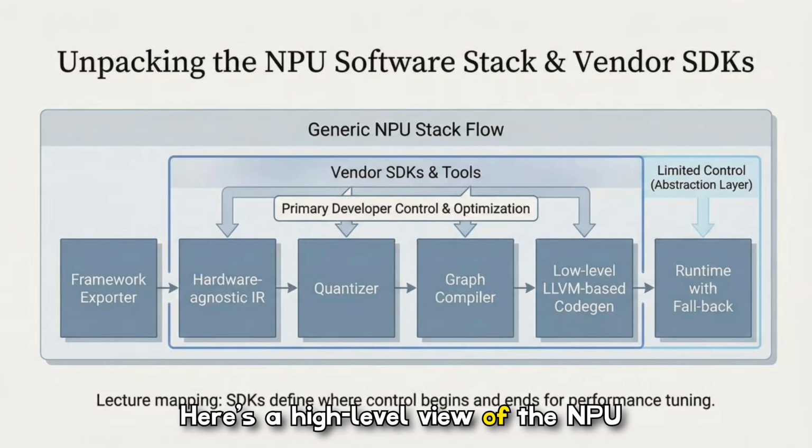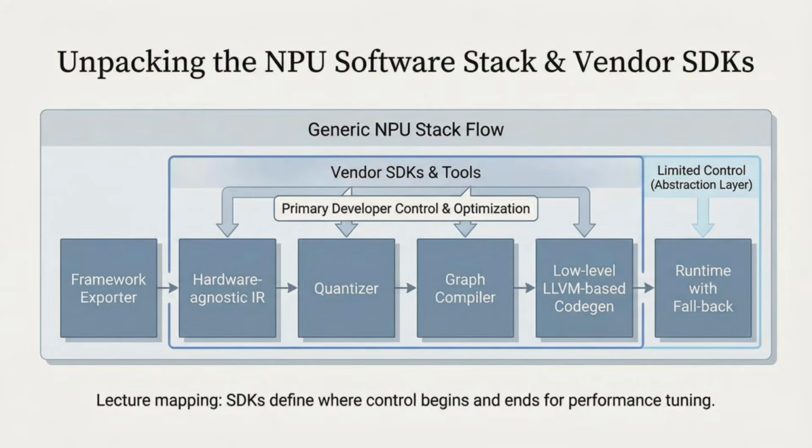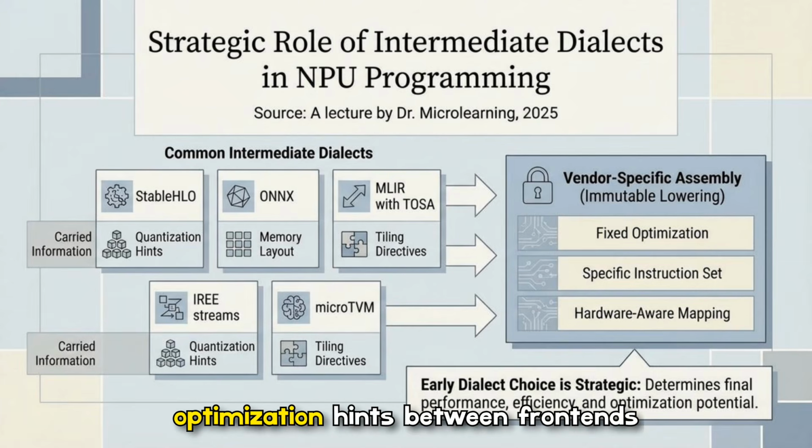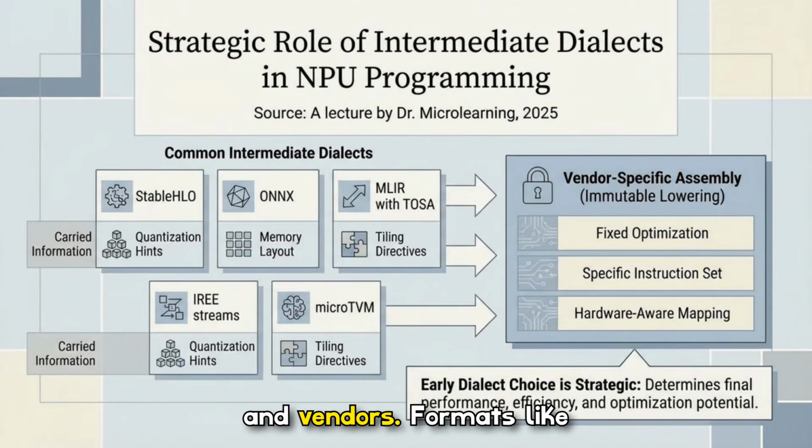Here's a high-level view of the NPU software stack. Frameworks export models into a hardware-agnostic intermediate representation, then quantizers and graph compilers transform that IR into low-level LLVM-based codegens and vendor runtimes with fallbacks. Vendor SDKs determine where developer control begins and ends, so understanding the SDK boundary is key to successful performance tuning and optimization. Intermediate dialects play a strategic role in preserving optimization hints between front-ends and vendors.